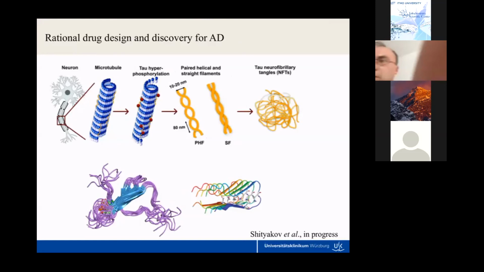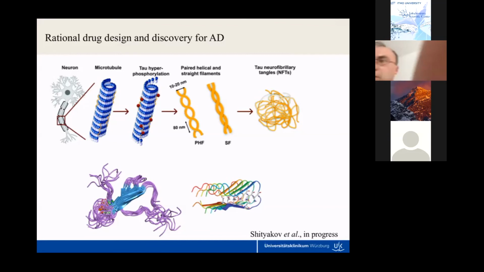So, a couple of words on the future project. Here we are also doing rational drug design and discovery in Alzheimer's disease. In Alzheimer's disease, you might know that there are two targets. One is the tau protein, and the other is the amyloid beta peptide. In the upper part of the slide there is a tau protein, and in the lower part of the slide there is an amyloid beta peptide.